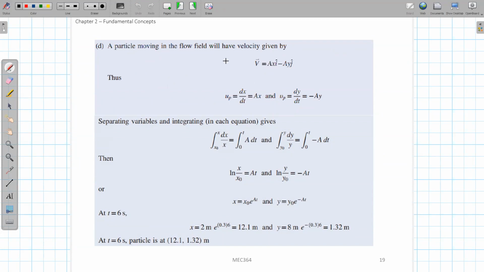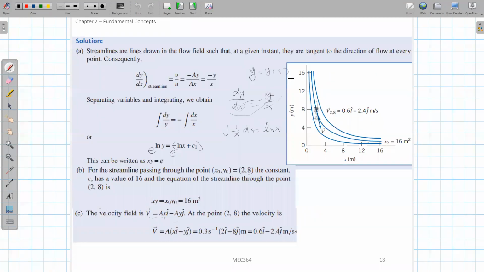It's like we want to track this particle after 6 seconds to see where it will be, right? So it will be on the path line of this particle here. And we already know that streamline and path line are the same, right? So we can assume that after 6 seconds, it may be somewhere here, but the problem is that we need to find where it is.